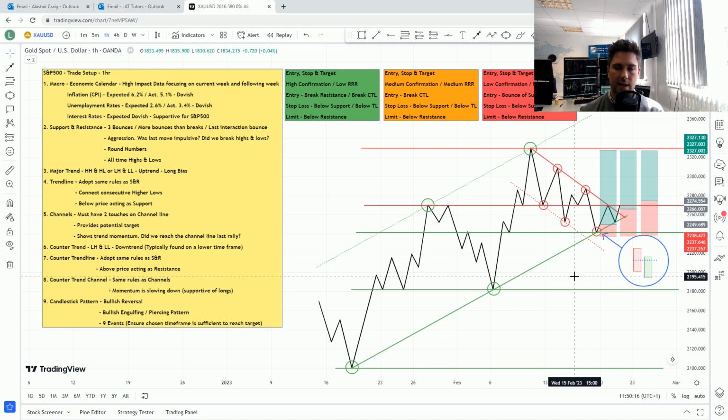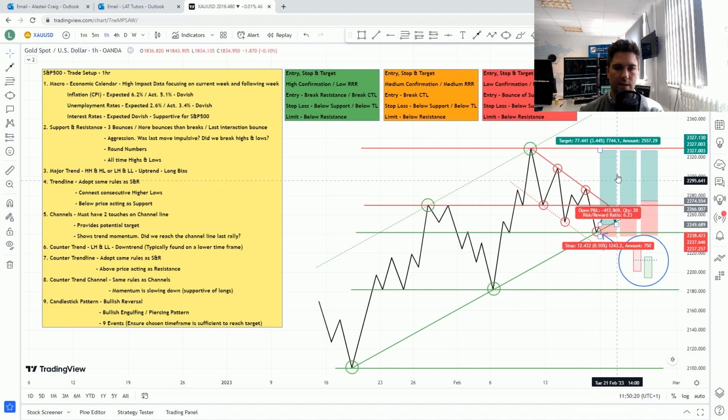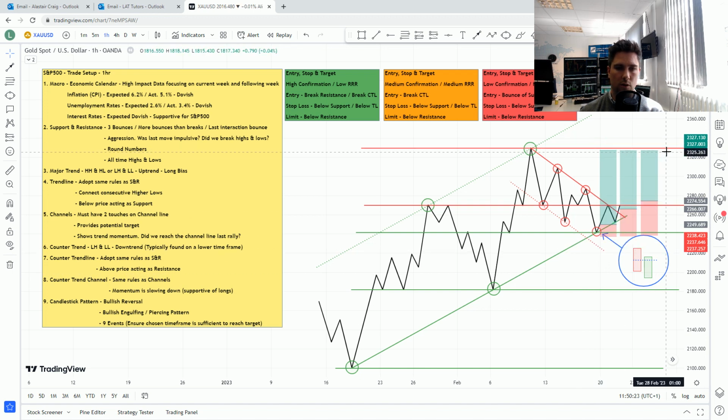As I said, whichever you take, they're all valid. You've just got to have a clear plan of action. Which one of these are you going to be? What is your psychology and your trade plan going to allow you to successfully execute?